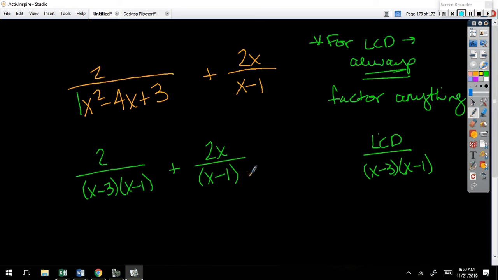So this one is missing the x minus 3, right? So that's what it would need, top and bottom. All right, so I show you all this so that I can show you how to solve equations that have these fractions in them. And I think I'll give you some steps as we do them.